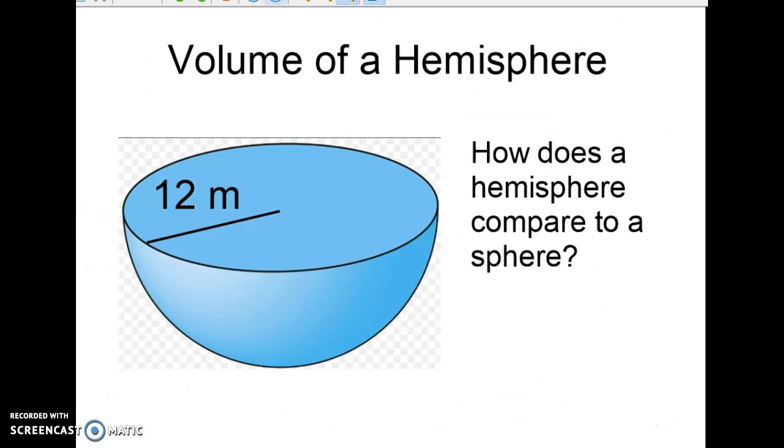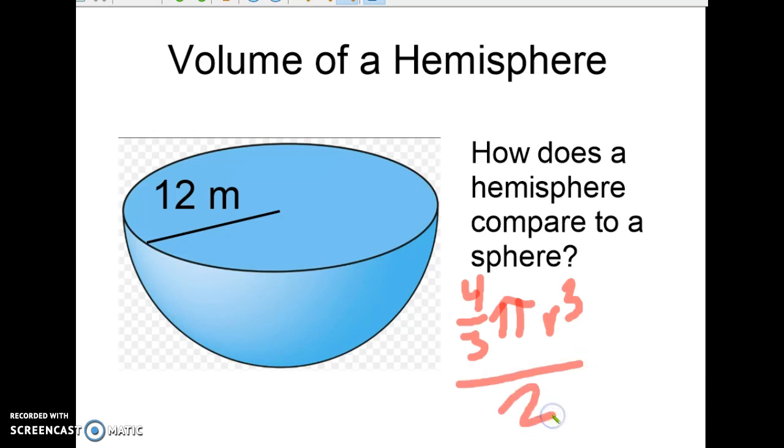Now, what happens if we have a hemisphere? Well, the question is how does this hemisphere compare to a sphere? What you might notice is this hemisphere is half of a sphere. So we're going to follow the same formula of 4/3 times pi times the radius cubed, but then what's the last thing we need to do? Because it's half, at the end we find our answer and we divide it by 2. So go ahead and pause, see if you can do this one on your own.